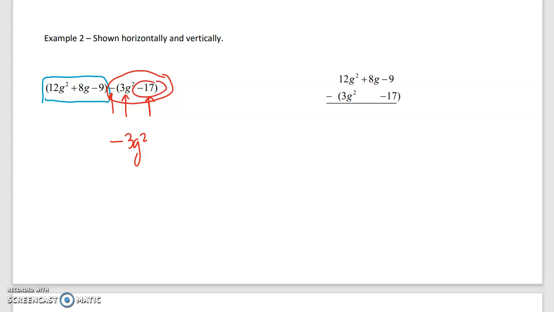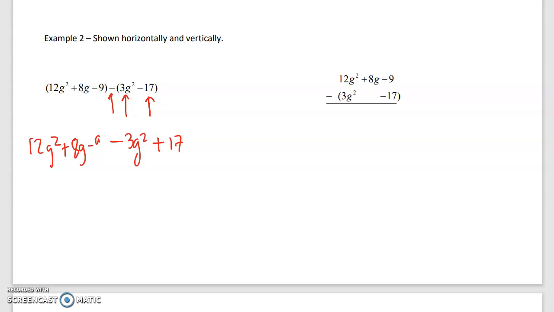And then with the 17, it's a negative 17, but when we minus a negative, or think about distributing that, that's when the sign changes, becomes its opposite, and we have a positive 17. And then my first trinomial again, 12g squared plus 8g minus 9.